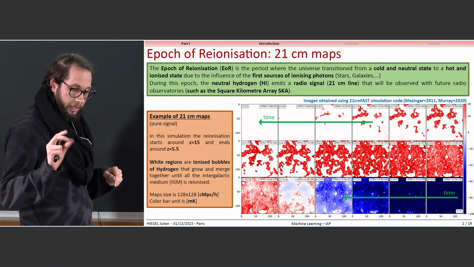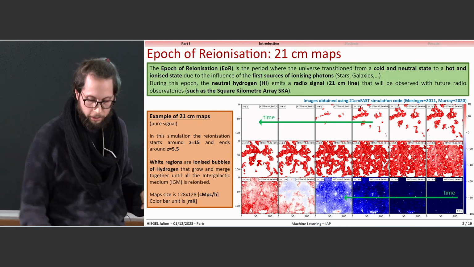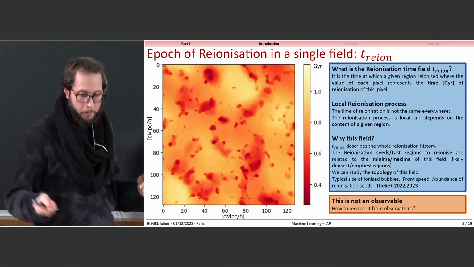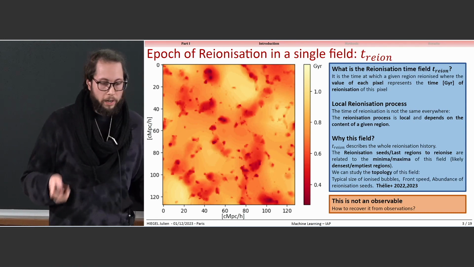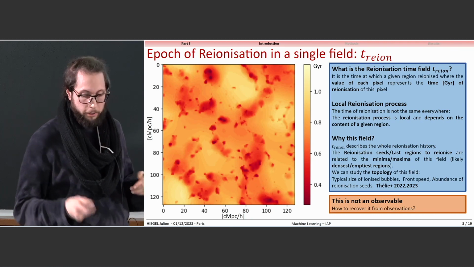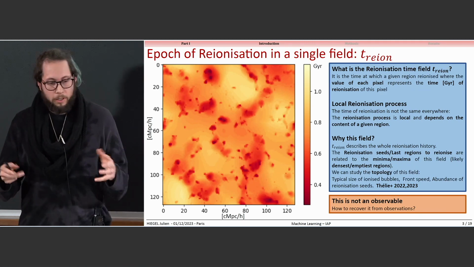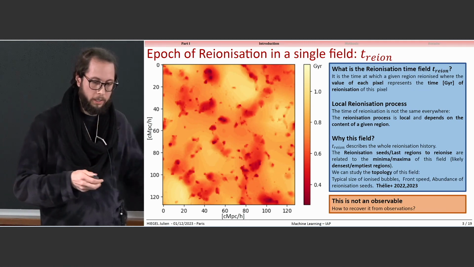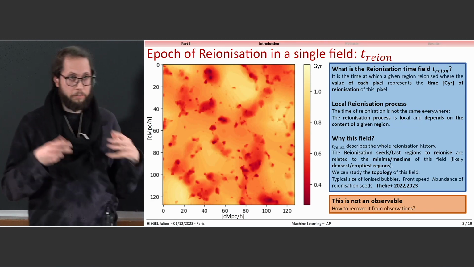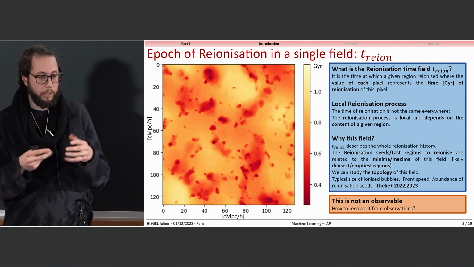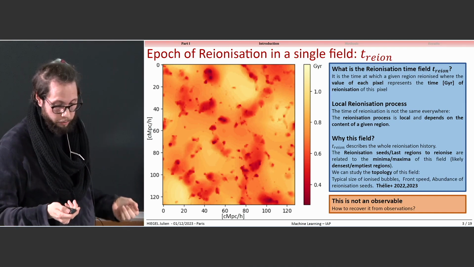One thing to realize here is that this whole evolution can be described with one single picture, and this picture is the reionisation time field. It is a distribution of times where the value of each pixel represents the time of reionisation of this given pixel. This field is really interesting to study because it contains a lot of information. First, it describes the whole history of reionisation for this map, which could be an observation, for example.